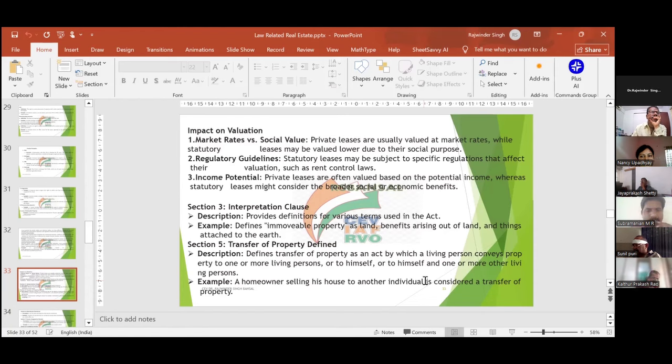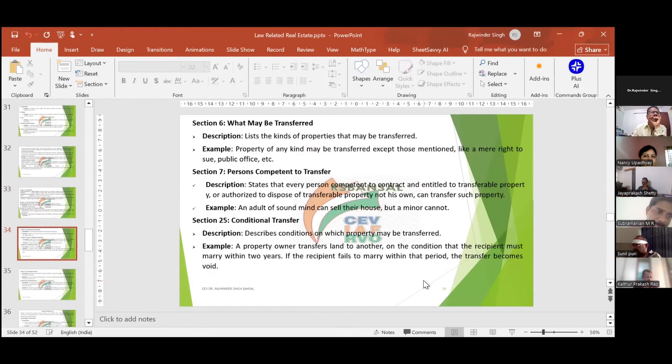Then Section 5 defines the transfer of property. It defines transfer of property as an act by which a living person conveys property to one or more living persons, or to himself and one or more other living persons. For example, an owner selling his house to another individual is considered a transfer of property. Then Section 6 defines what may be transferred, what may or may not be transferred. It lists the kinds of properties that may be transferred.